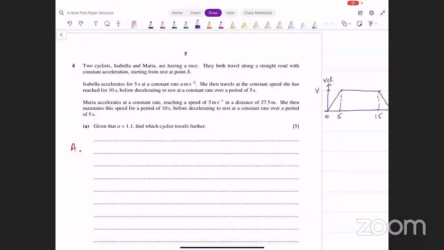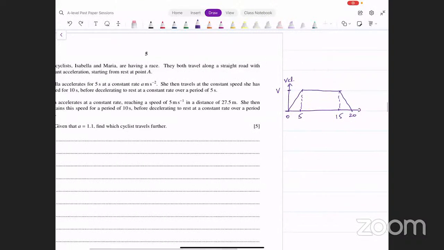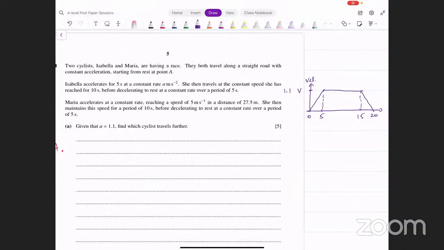It's given that A equals 1.1, find which cyclist travels further. This part is pretty straightforward. आपने दोनों के distances find कर लेने, total distances. आप area under the graph use कर सकते हो if you want. आपको values पता है दोनों की. This is 1.1 now. और दूसरा ग्राफ भी ऐसा होएगा. या आप constant acceleration formula use करना चाहें वो भी कर सकते हैं. उसको break करके multiple parts में.